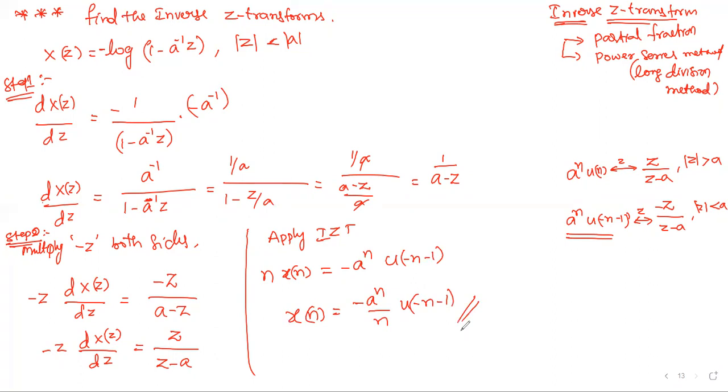If they give the inverse Z transform of a logarithm, you follow step number 1, do the differentiation. Step number 2, multiply by minus z on both sides. Step number 3, apply the inverse Z transform. So this is a very important problem. In the next class, we will discuss how to find the inverse Z transform by using the partial fraction and power series methods. So you can watch this video at 2 times faster, I think. Yeah, you can do that. Thank you.